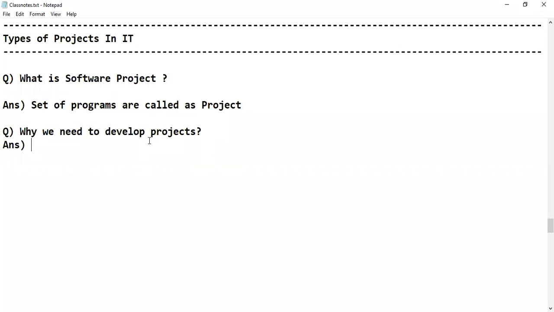But my question is, why we need to develop the project? So many companies are taking so many people to develop so many projects. But क्यों करना है भाई? क्या फायदा है? Why we are developing these projects?